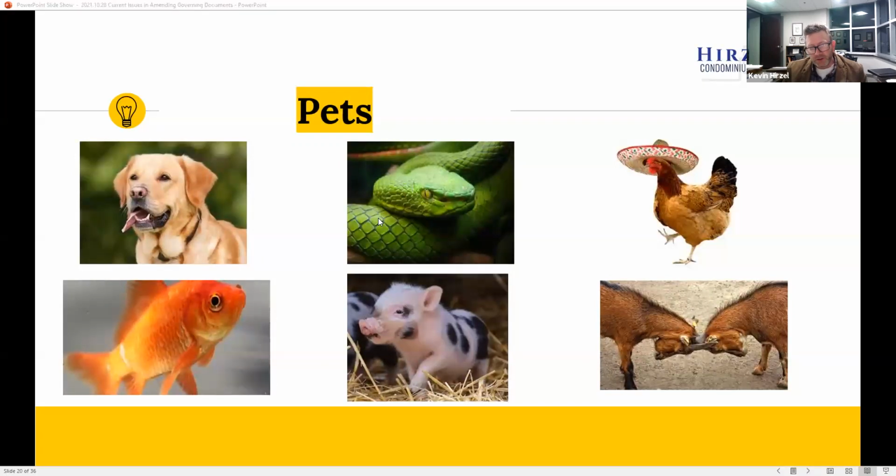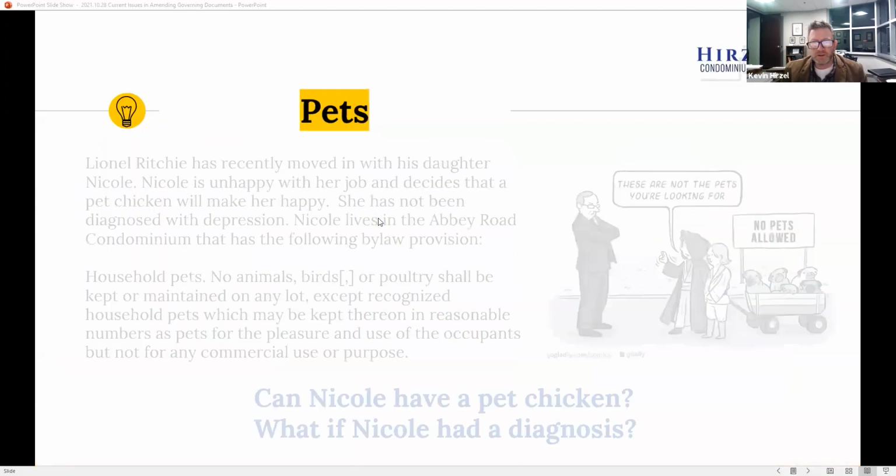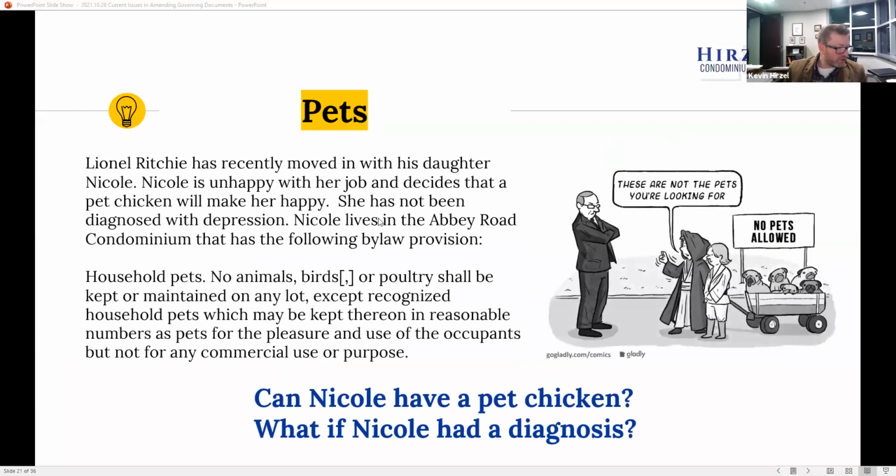Another area in restrictions that is pretty controversial is pets. Pets, vehicles, and rentals are the big three, and there is a provision on pets. Depending upon how long you've been on the board of directors, you may have come across this. This is basically a question regarding whether you are allowed to have pets or not. So you have an individual, Nicole Ritchie. In essence, she's unhappy, and she feels that a pet chicken will make her feel better.